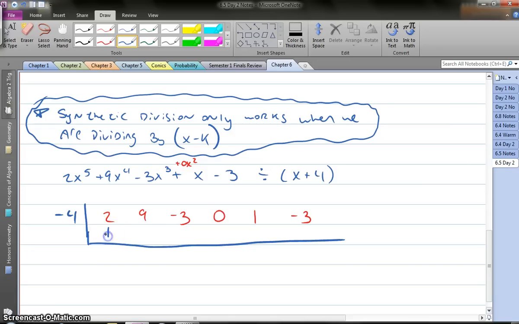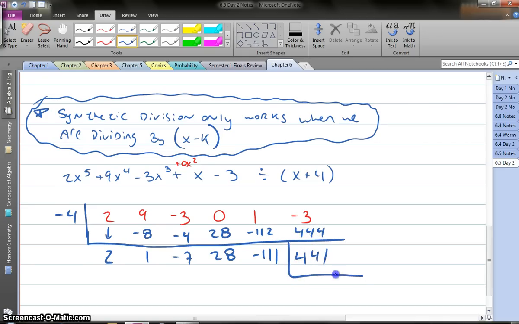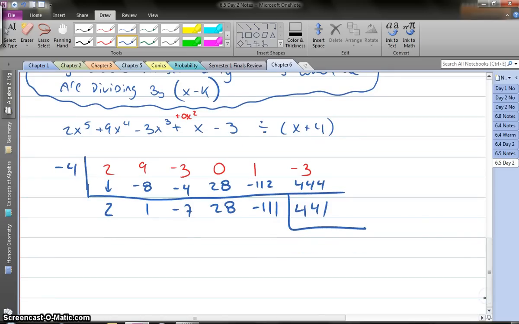All right, now bring your first term down. You got 2. Negative 4 times 2 is negative 8. Add them, you get 1. Negative 4 times 1 is negative 4. Add them, negative 7. Negative 4 times negative 7 is 28. Add them, 28. Negative 4 times 28 is negative 112. Add them, negative 111. Negative 4 times negative 111 is 444. Positive, because negative times a negative. Negative 3 plus that is 441. That's my last number. That's my remainder.